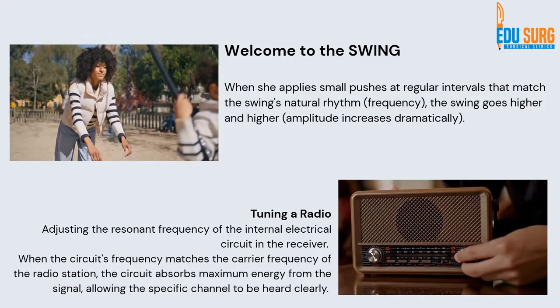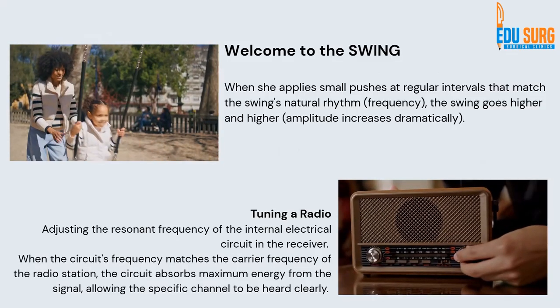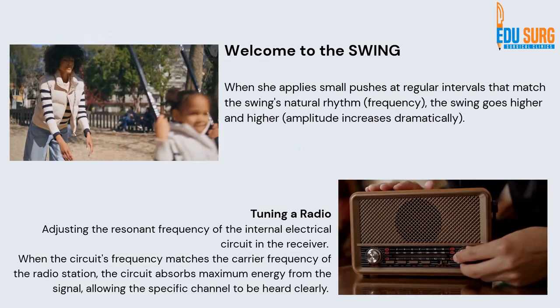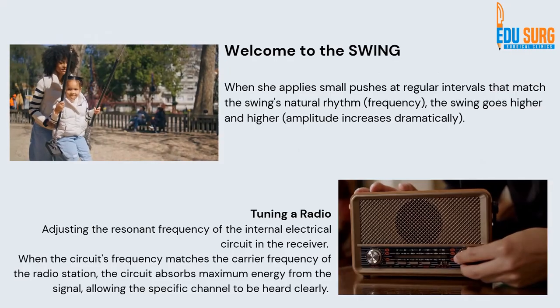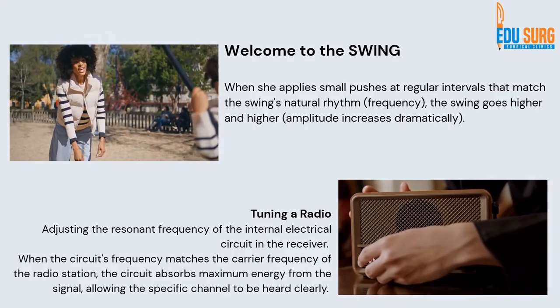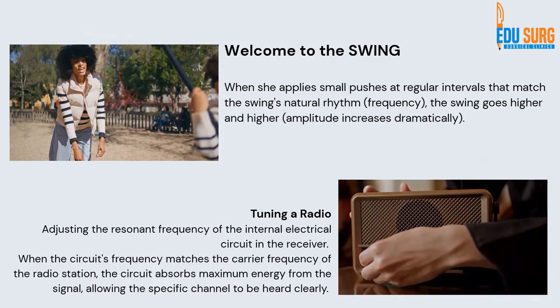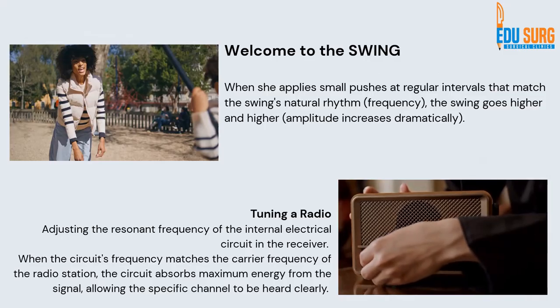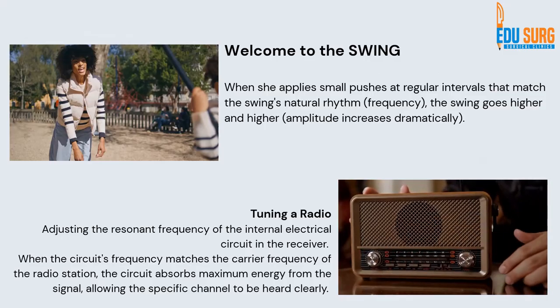Similarly, another example is tuning a radio. If you tune a radio, basically what you are doing is adjusting the resonant frequency of the internal electric circuit in the receiver. So when the circuit's frequency matches the frequency of the radio station, that is when the resonance happens, and that resonance of a specific channel is the sound that we hear clearly, right? So basically, resonance is there in our life.